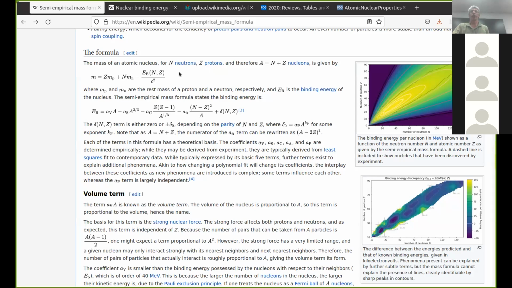So that energy, that's the binding energy of the bound system, right? And so it's energy that's released, and hence the mass of a nucleus is less than the mass of all its constituents. It's less by the binding energy converted into mass units.